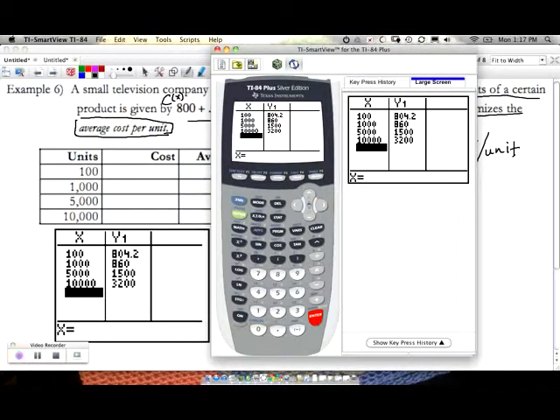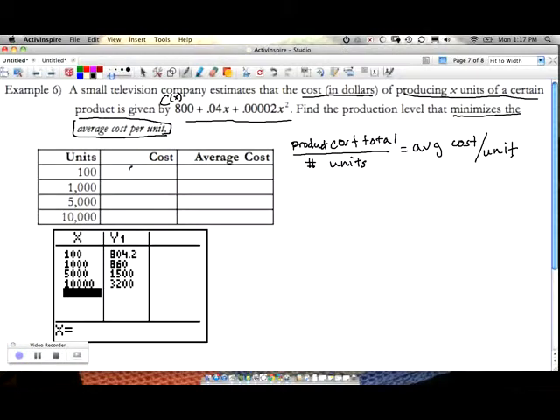So if this is 804.2, the average cost per unit, I'm going to divide that by 100. It'll become 8.042. Similarly, for the next one, it says 860, but now I'm dividing by 1,000, so that's going to be 0.86 per unit. Significant decrease there.